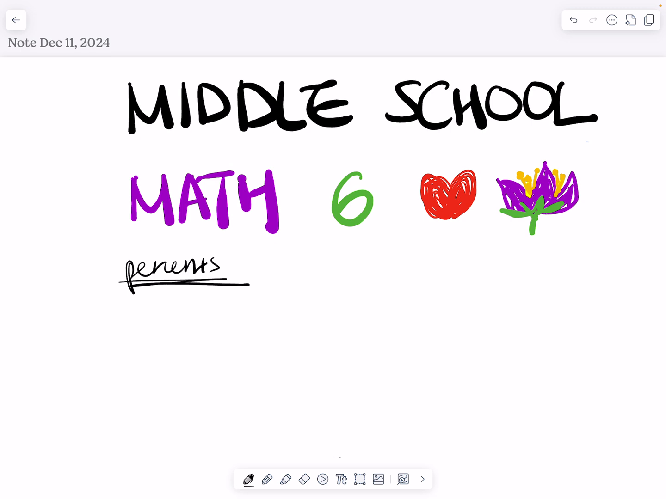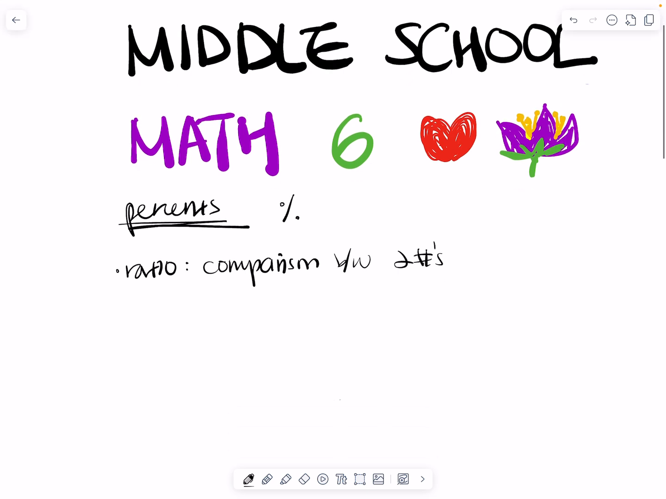Now, percent, the symbol looks like that, right? Believe it or not, it's a ratio. Why? Let's talk about this. Ratio is a comparison between two numbers. You guys know this by now, right?